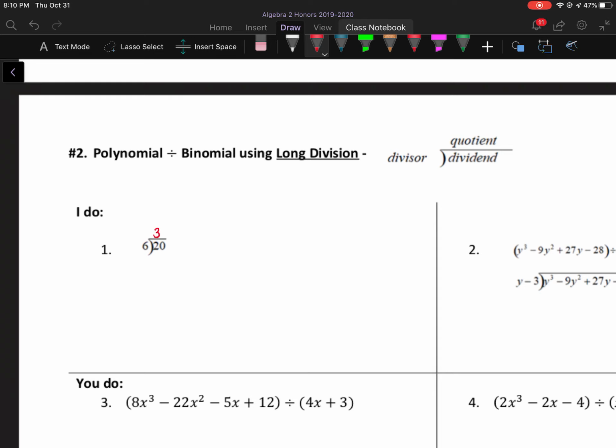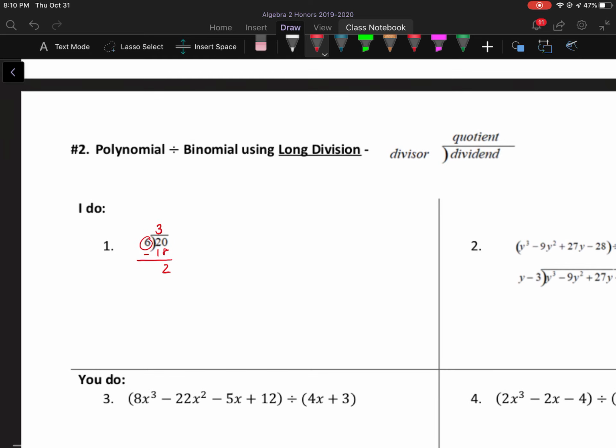So now I'm going to think 6 times 3 gives me 18. I'm going to bring an 18 right there, and then you're going to subtract. 20 minus 18 gives me 2. So 6 does not go into 2 any more times, because you want to think about how many times 6 goes into this now. 6 doesn't go into 2 at all, so that's our remainder. So 3 remainder 2. But I know that's not what your calculator would say, and I know that's not what you guys would tell me if I asked you how many times does 6 go into 20.